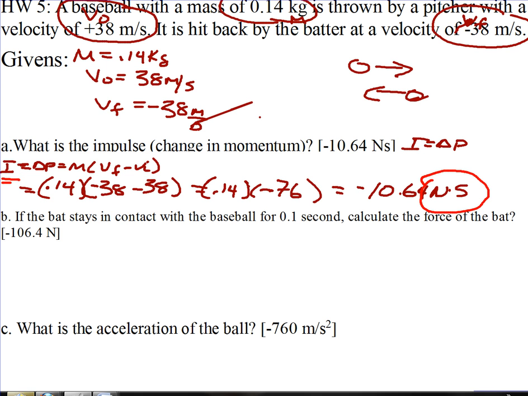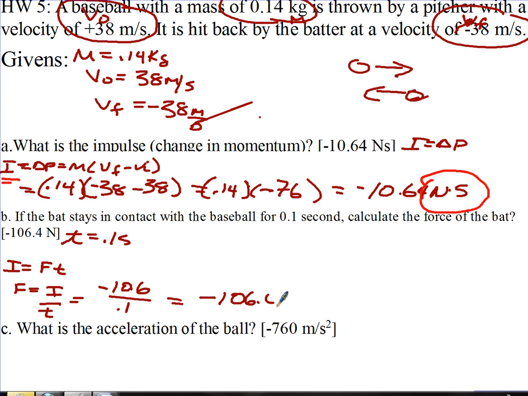Now, suppose my bat stays in contact with the ball for a time of 0.1 seconds. What's the force? Now I'm going to go to the definition of impulse. Impulse is equal to Ft. So the force is going to be the impulse divided by the time. Let's see, the impulse is negative 10.6 Newton seconds, and that's divided by the time, which is 0.1 seconds, or negative 106.4 newtons. The negative sign tells me direction, and this tells me the force.